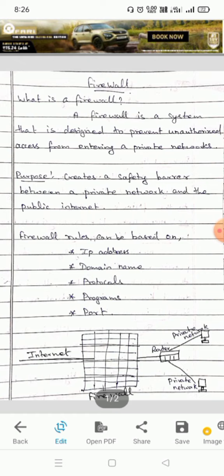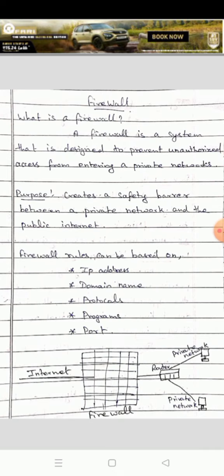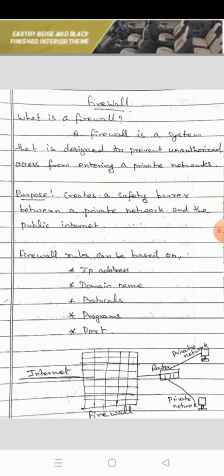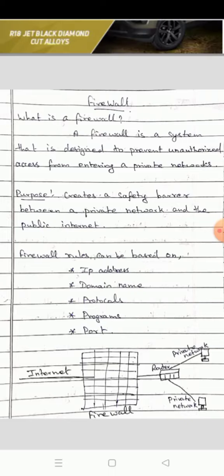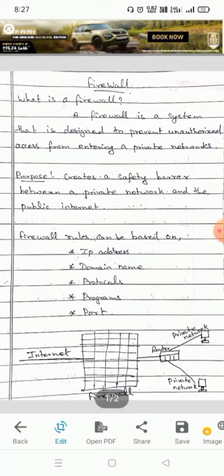The next one is the protocol. A protocol is a set of rules: the rules we follow to fetch information from the internet, in any format. The next one is programs, that is the firewall programs. This is a software program, a set of instructions we use. The next one is port. A port is a connector between the internet and the system. The port restricts unnecessary things, unnecessary website documents.